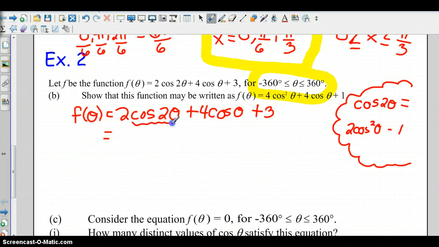This cosine 2 theta, I'm going to keep my 2 coefficient because that needs to stay. But what was my cosine 2 theta is now going to become 2 cosine squared minus 1. I'm going to bring everything else down, and then I'm going to begin to simplify.